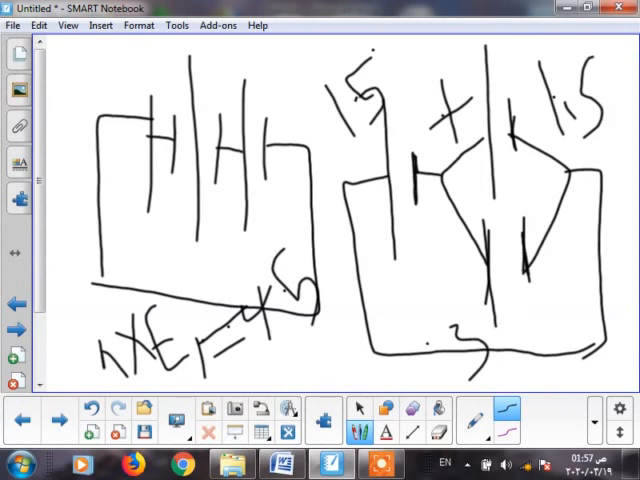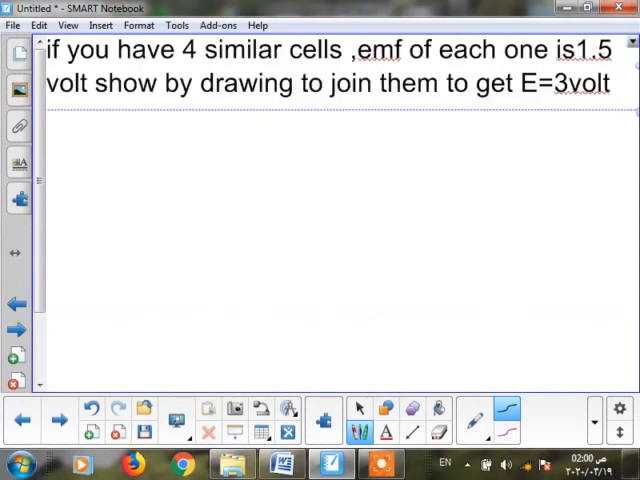Another problem. If you have 4 similar cells, the EMF for each one is 1.5 volt. Show by drawing how to join them to get an EMF for the battery equal to 3 volt. So in this case, I want to get the total E equal 3. Can I connect them in parallel? No. Can I connect them in series? No. So we must connect some of them in parallel and the others in series.